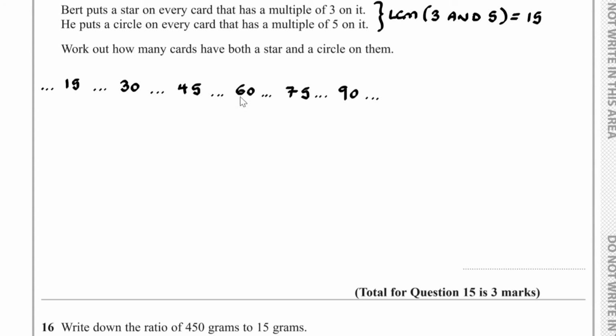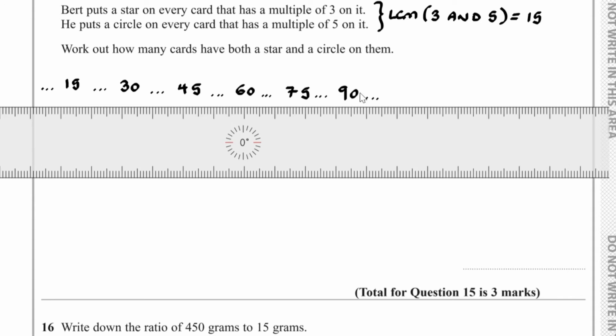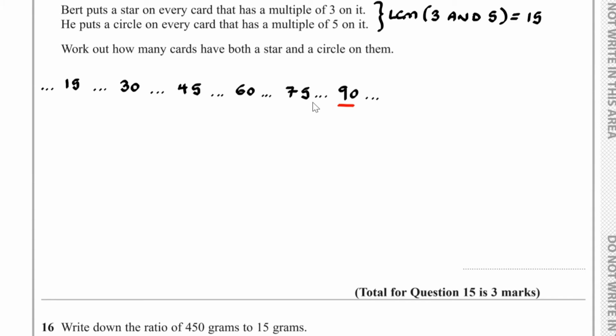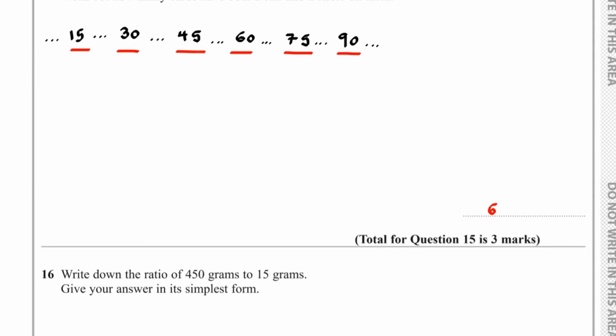And so how many times do we have both a circle and a star? Well, we've got here 1, 2, 3, 4, 5, 6. So we have 6 cards with both a star and a circle on them. This is for numbers between 1 and 100.